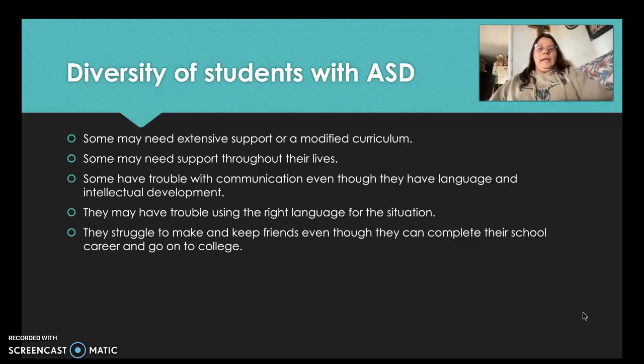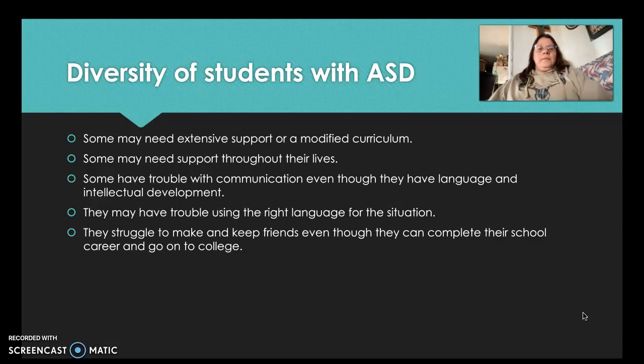They have trouble communicating, even if they have language and intellectual development. The stress and pressure of talking to people that they don't know comes into play here, so then they have trouble talking and communicating what their needs are with those people. They may have trouble using the right language for a situation. If it's a situation where they need to be compassionate and they use humor, or the other way around, they're trying to use compassion language when it should be humorous language.